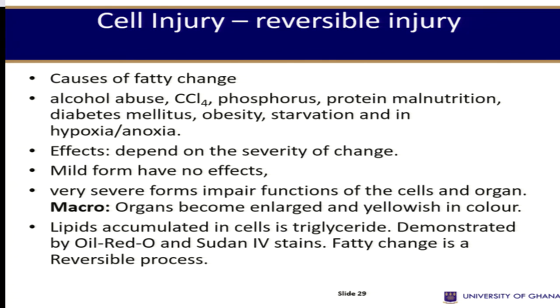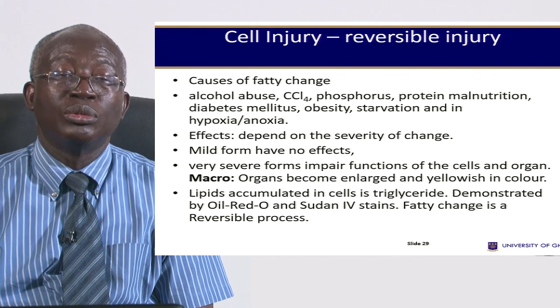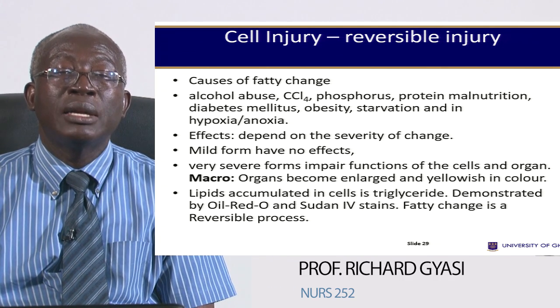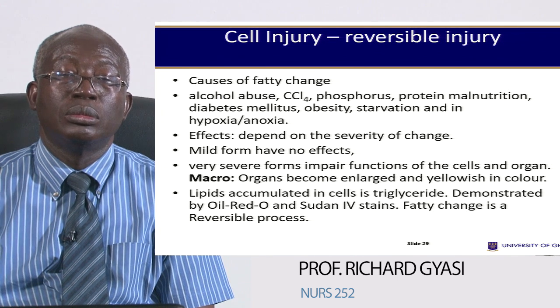Fatty change is seen in cells, for instance, the liver, when there is alcohol abuse, or when you consume carbon tetrachloride or phosphorus. Sometimes certain conditions like kwashiorkor, protein malnutrition, and diabetes, and obesity, starvation will show fatty change in the liver. When it is mild, there are no effects. But when it is severe, it can lead to death. The organ becomes enlarged and yellowish.